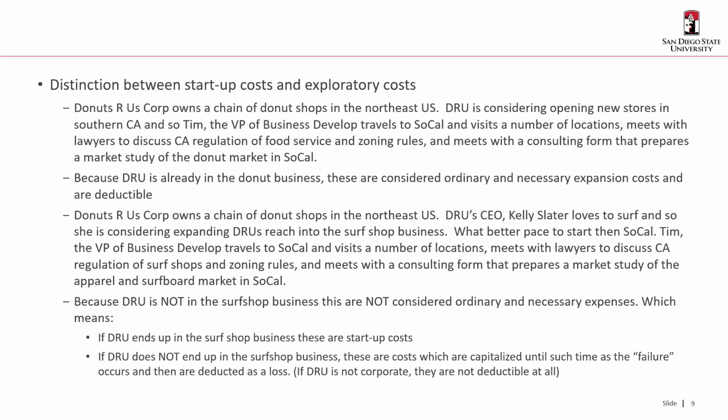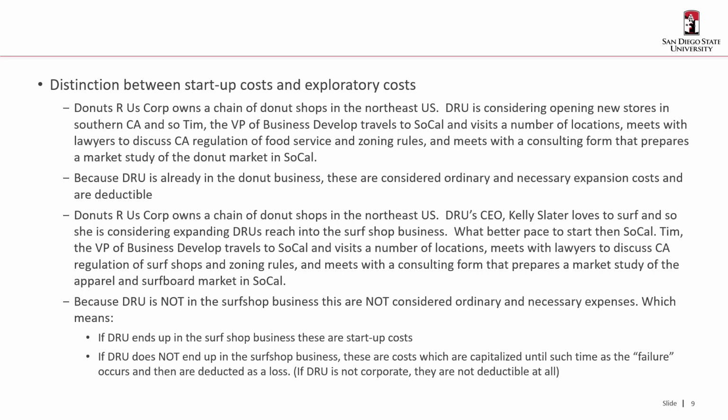Okay, so before we move on, there's a distinction between startup costs and exploratory costs that we need to explore. So let's assume that Donuts R Us owns a chain of donut shops in the Northeast U.S. And DRU is considering opening new stores in Southern California. And so they send Tim, their VP of Business Development, to Southern California. And he goes and visits a number of different geographies in San Diego, LA, and Orange County. He meets with a handful of lawyers. He wants to understand, so how do California regulations around food service work? What are the zoning rules in each of these different geographies like?